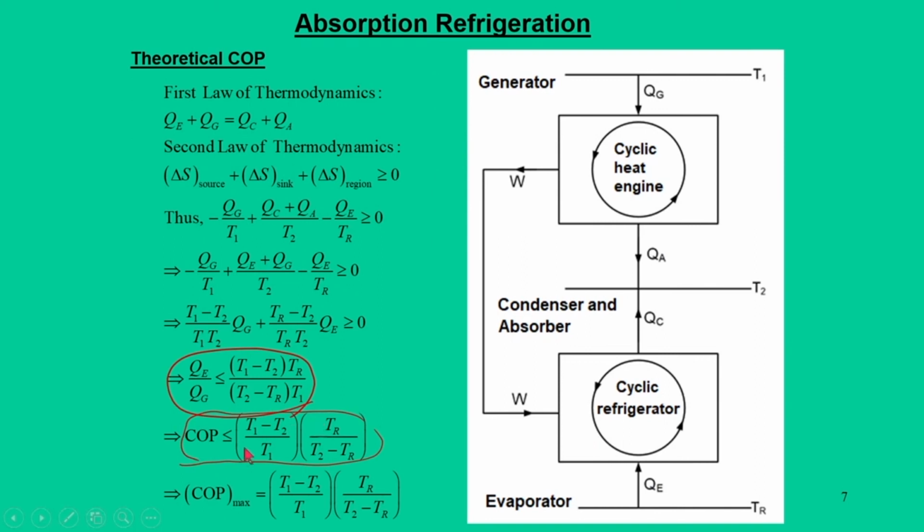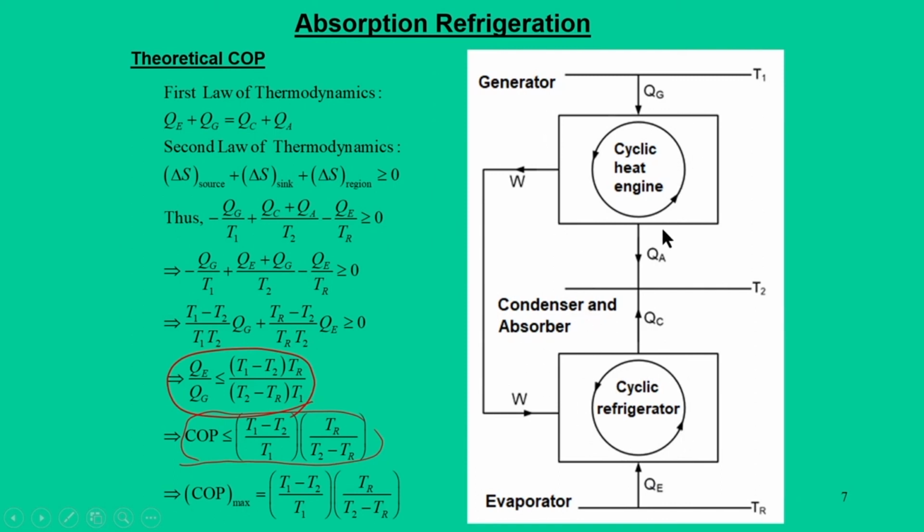One is (T1 minus T2) by T1. This is nothing but the efficiency of a Carnot cycle or heat engine. The other term that comes is TR by (T2 minus TR). It is nothing but the COP of a refrigerator. So, that means when you calculate the COP of a vapor absorption system, it can be modeled as a heat engine part and a refrigerator part.